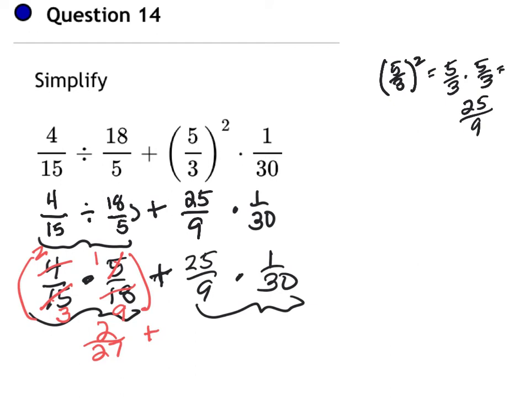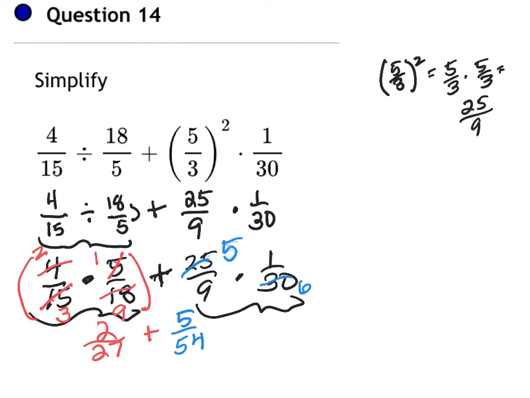25 and 30. Well, 5 will go into 25 5 times. Oops, wrong one. 5 will go into 25 5 times, and 5 goes into 30 6 times. 5 won't cancel with the 9 or the 6, so that's all we can do. So 5 times 1 is 5, and 9 times 6 is 54.